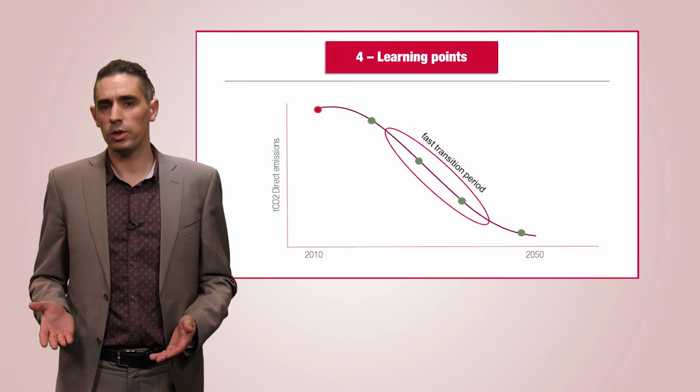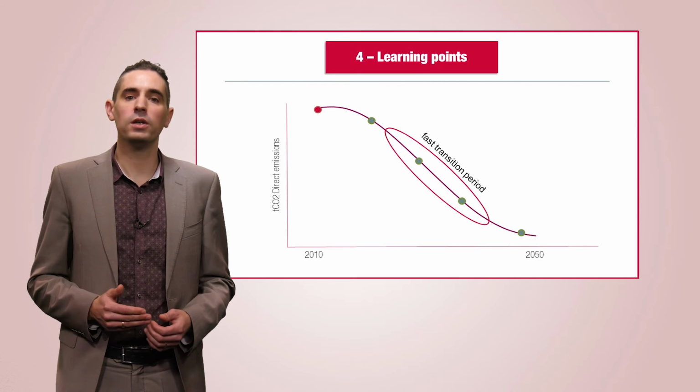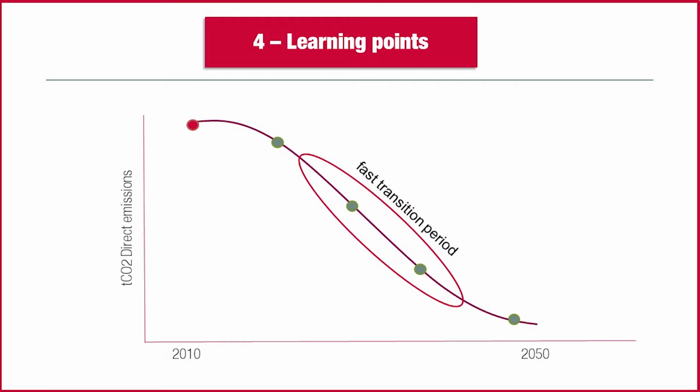Here are the following key learnings from the application of the auto methodology to real companies. Emission reduction targets need to be defined at regular intervals and not just early or too far in the future. And it's very important that transition plans consider the midterm, within 10 to 20 years, which is the period of faster change in the low-carbon transition.